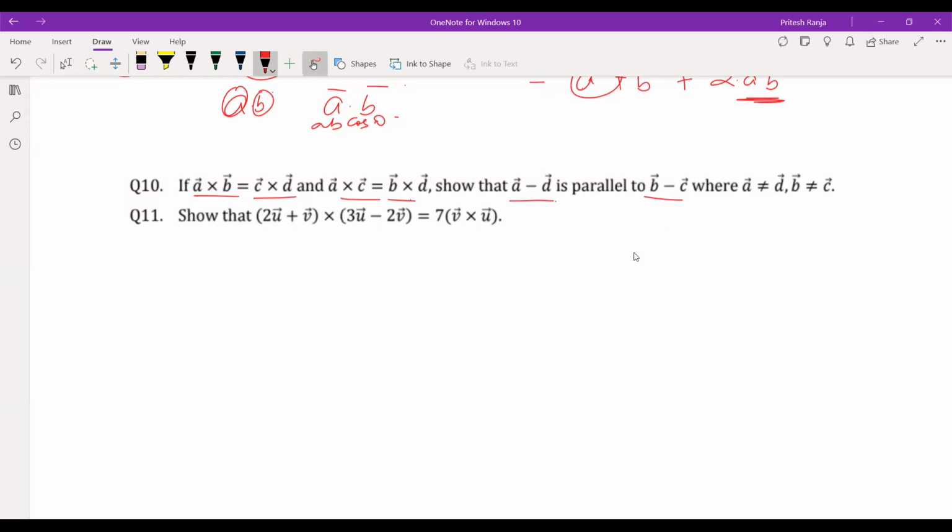So see, even I am not sure how to progress ahead with this question, but one thing can be done: as per the information we can use the result and try to prove what is required. Okay, so a cross b is c cross d, and a cross c is equal to b cross d, that is given to us. We will use these statements to get the next one, what is required.